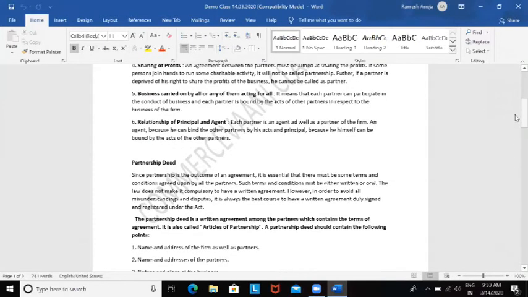Next is partnership deed. Since partnership is the outcome of agreement, it is essential that there must be some terms and conditions agreed upon by all partners. Such terms and conditions may either be written or oral. The law does not make it compulsory to have a written agreement. However, in order to avoid all misunderstanding and disputes, it is always the best course to have a written agreement duly signed and registered under the Act.